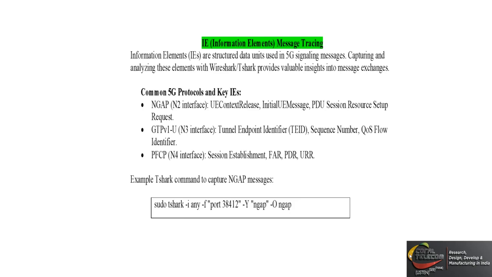Then -f is the filter. Which type of filter are we going to use? We have used port. Which port do we have to connect to? And then after -Y you can give the protocol name, and then -w means the name you want to give for the output file.